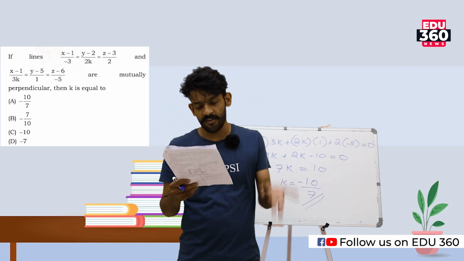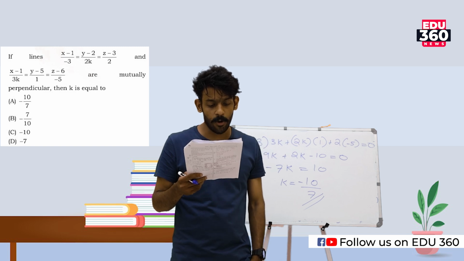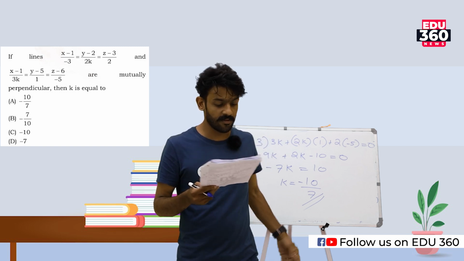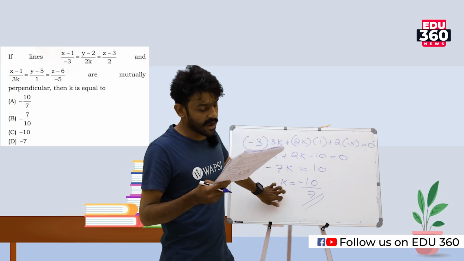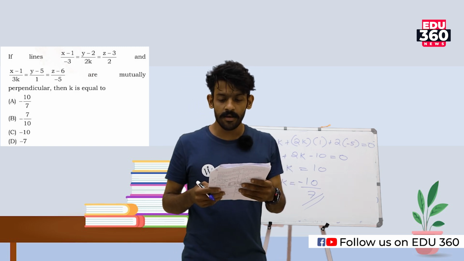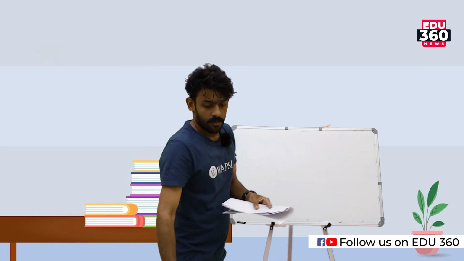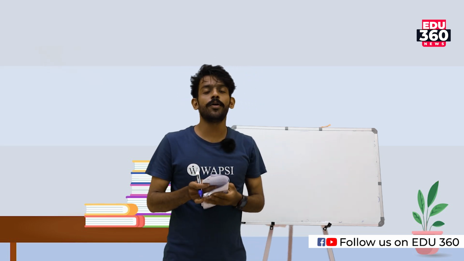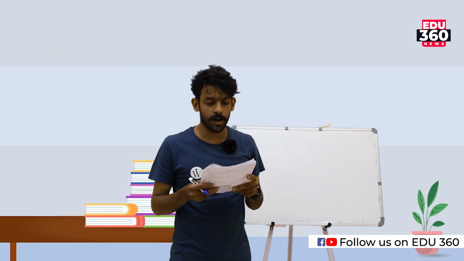Now let's go through the options. While going through the options, we can see that option A is the correct answer for this question, that is, k equal to minus 10 by 7 is the correct answer here. So let us move on to our next question, my dear ones.